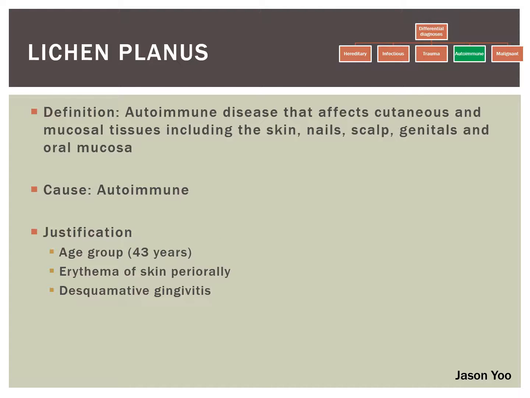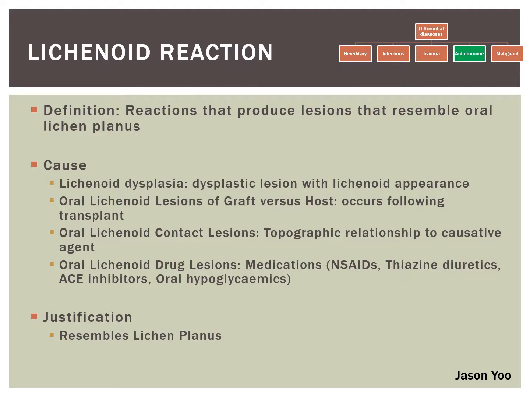Lichen planus is an autoimmune disease that affects cutaneous and mucosal tissues. The patient's age group at 43 years puts them at higher risk of developing oral lichen planus. In addition, generalized red skin lesions periorally and desquamative gingivitis are both possible signs of lichen planus.